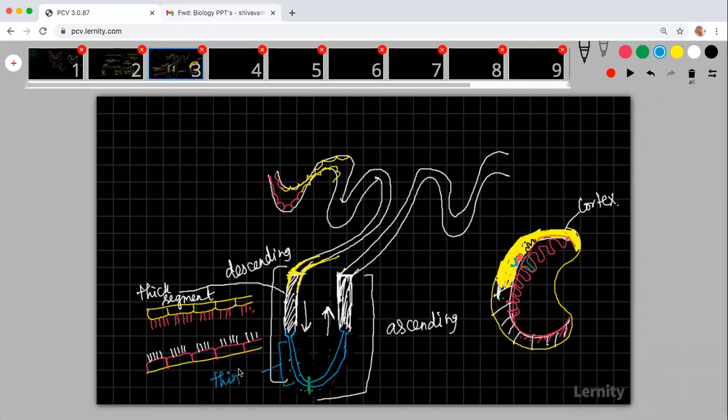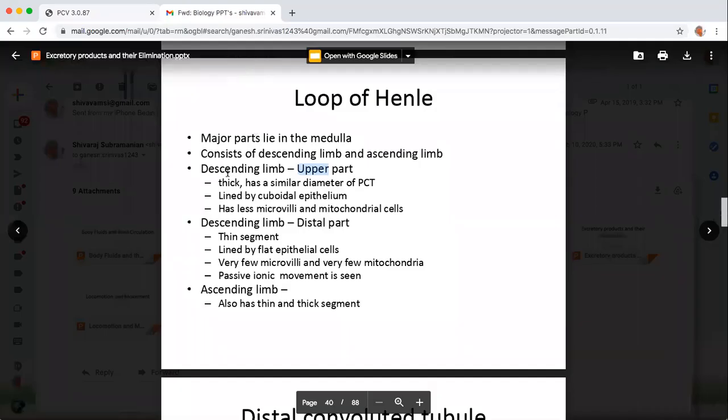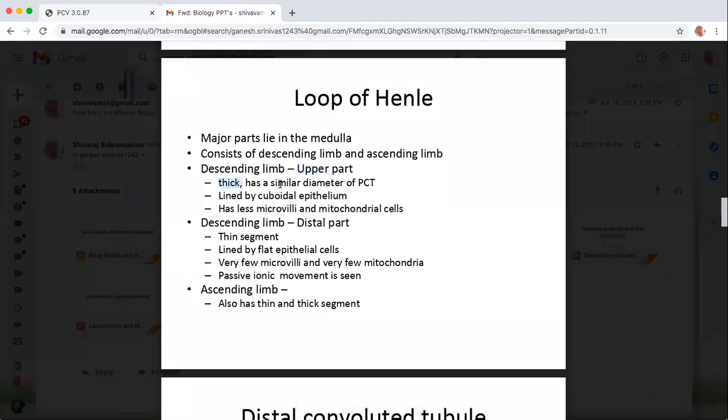Are you able to understand? Looking at the diagram, you should be able to understand it. One minute. So you have the thick segment and the thin segment. Similarly, here also you have the thin segment and then the thick segment. So the upper part of the descending limb is thick and has a diameter similar to that of the PCT.